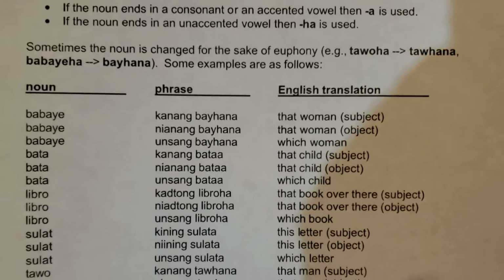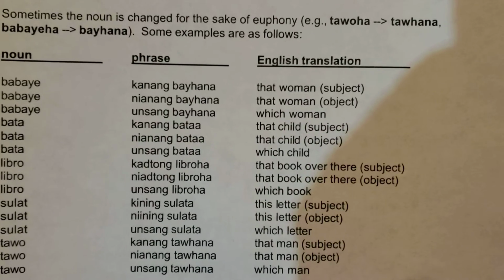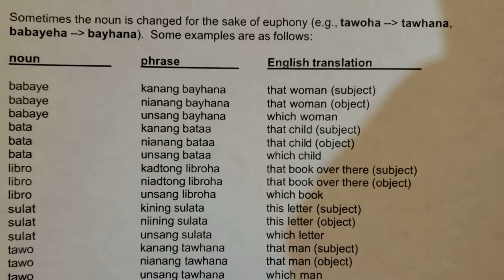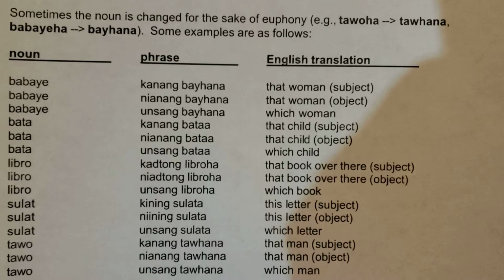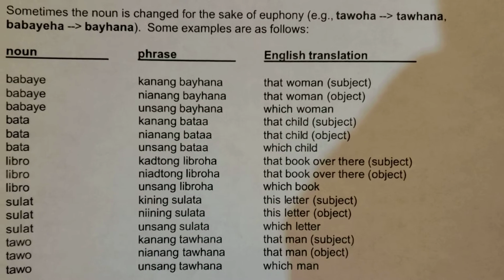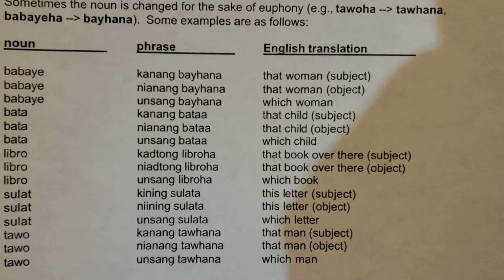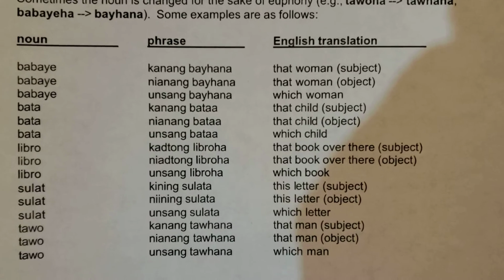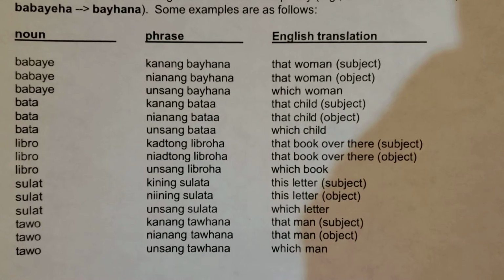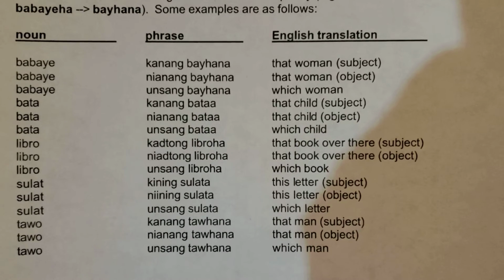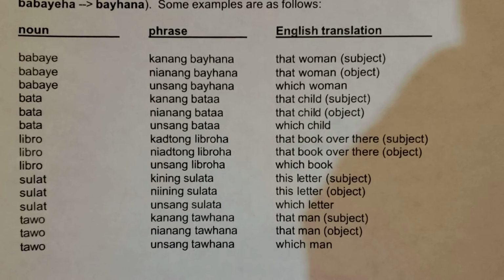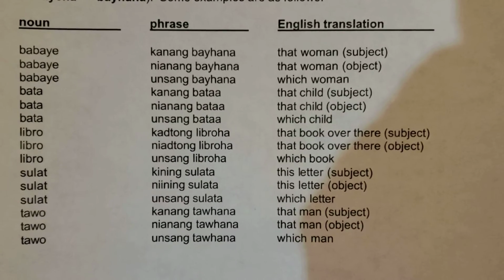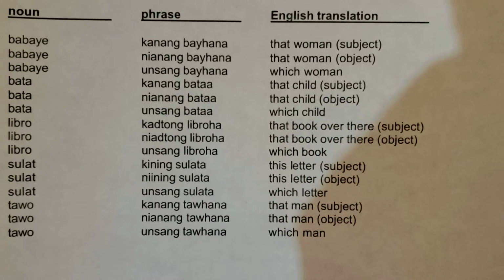Here are some examples. We use woman as babae. If the woman is the subject, we will say kanang babaehana. If that woman is an object, we will say nianang babaehana. If we're asking which woman, unsang babaehana. These are particularizers, a particular woman. Bata is a child, but a particular child. That child, subject, kanang bataa. That child as an object, nianang bataa. Which child? Unsang bataa.